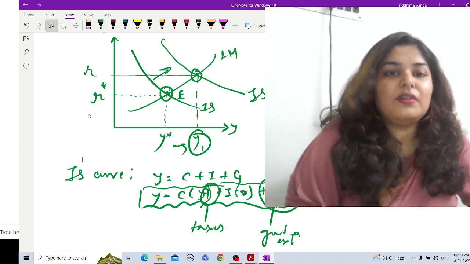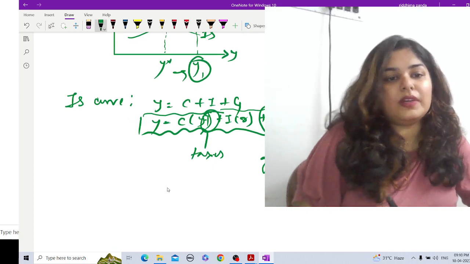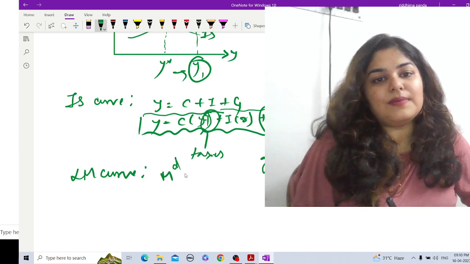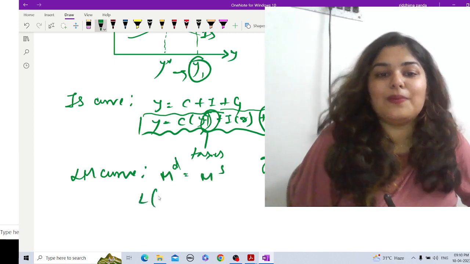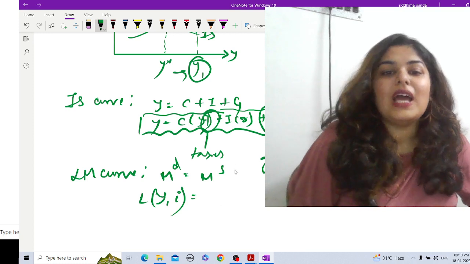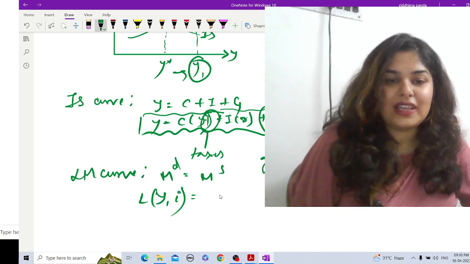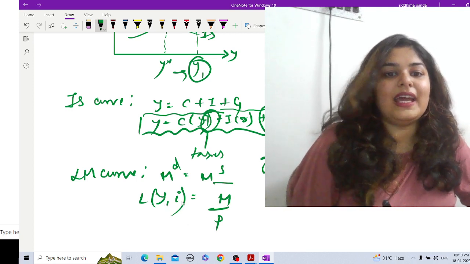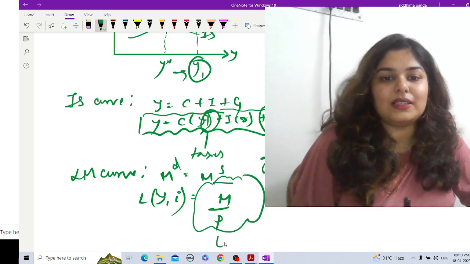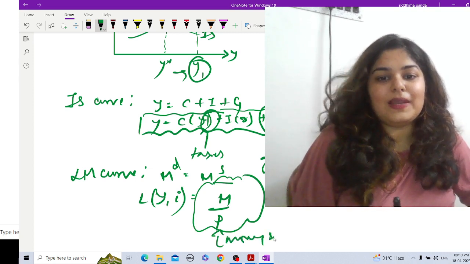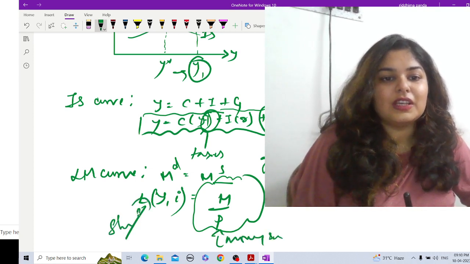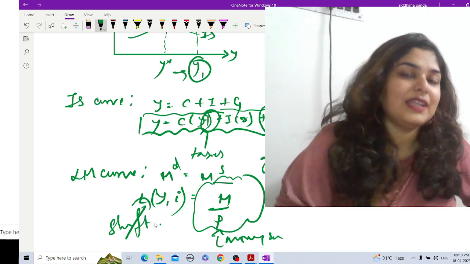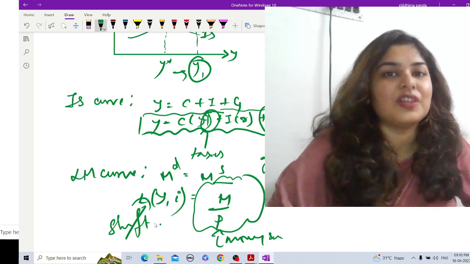What is our LM curve? The equation of the LM curve is money demand equals money supply. Demand for money depends on income and rate of interest, and supply of money is given, that is, fixed by our central bank. So any change in the fixed parameter, that is money supply, will shift the LM curve. If money supply increases, the LM curve will shift to the right, and if money supply decreases, the LM curve will shift to the left.